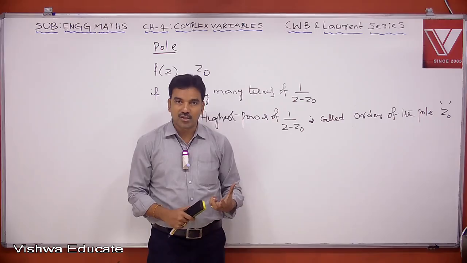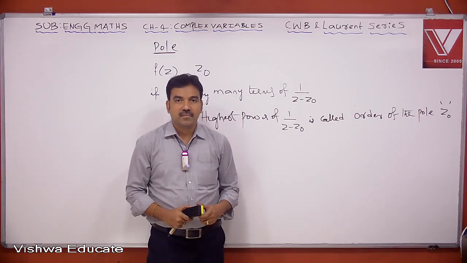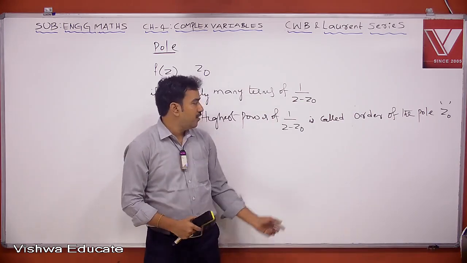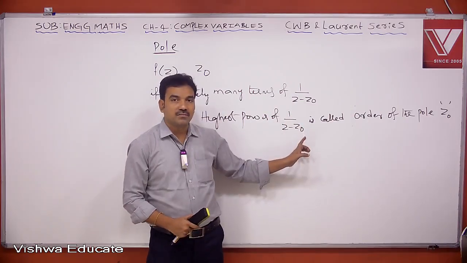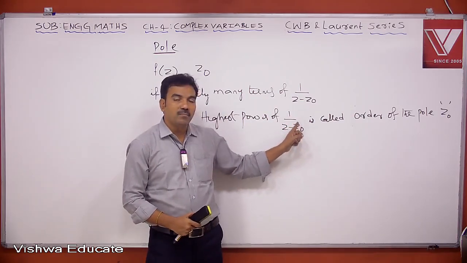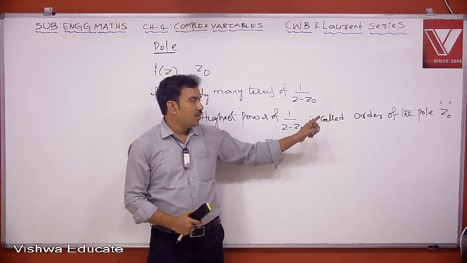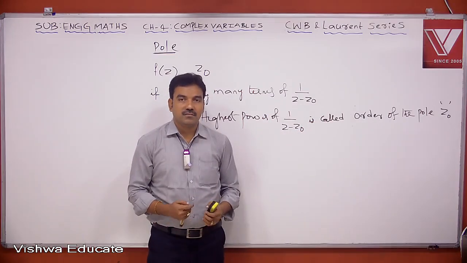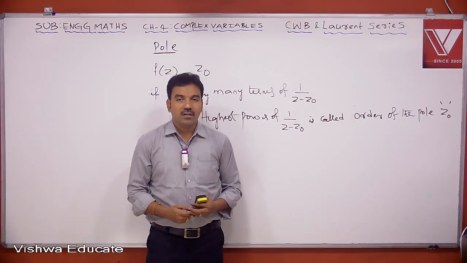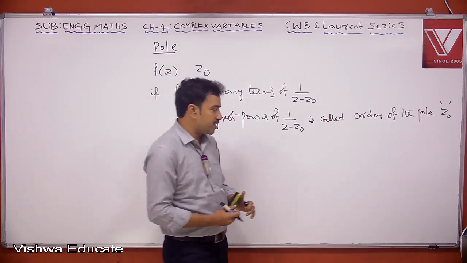I think this point is very clear. And the highest power of 1 by z minus z0 is called the order of the pole z0. Now we discuss an example.